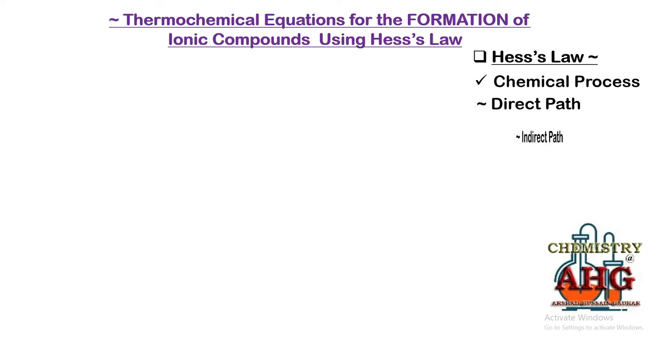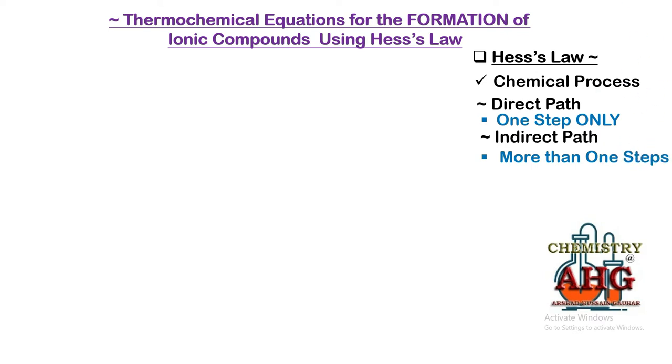Now what is the difference between the direct path and the indirect path? It is very simple to remember. Direct path means that it involves one step only. Whenever we are able to complete a chemical reaction using one step only, we call that the direct path. And if a chemical process needs two or more steps, then that path is known as the indirect path. So one thing you must remember is that, according to Hess's law, a chemical process can occur through two different paths, either the direct path or the indirect path.